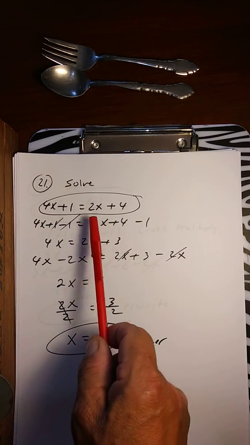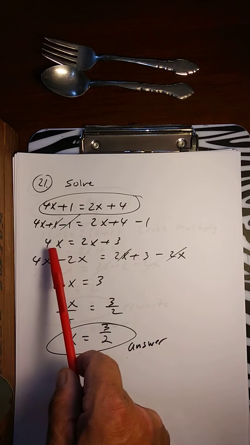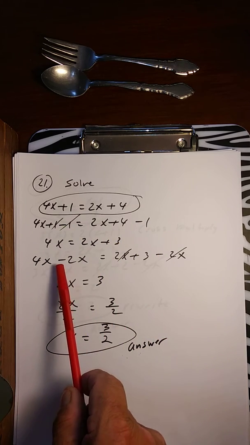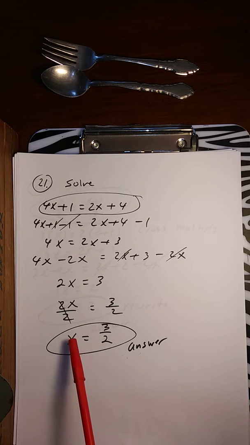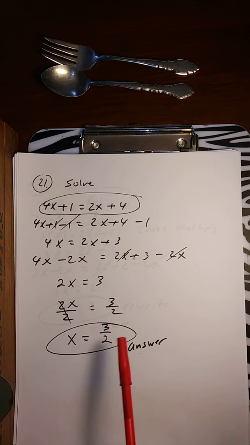4x plus 1 equals 2x plus 4. Minus 1, minus 1. 4x equals 2x plus 3. Minus 2x, minus 2x. So 2x equals 3. Divided by 2, divided by 2. So x equals 3 over 2. And that's it. Leave it alone.